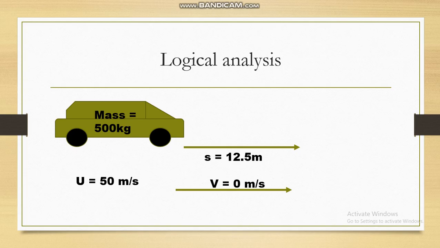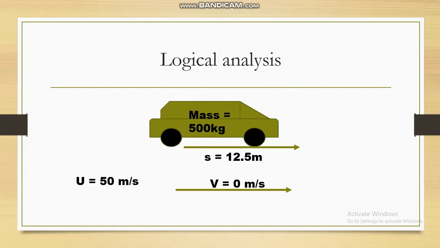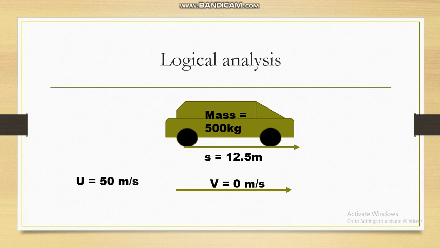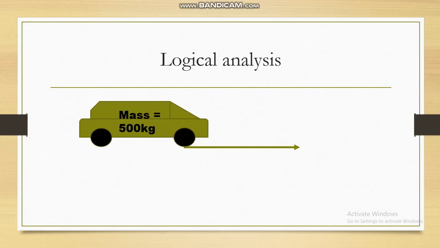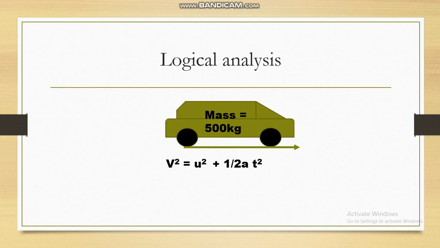The mass of the car is 500 kilograms. The car was moving at an initial velocity of 50 meters per second. The distance to be measured before the car stops is 12.5 meters. The final velocity is 0 because the car comes to rest. Then velocity is there, the distance is there, and now we can work out the acceleration.